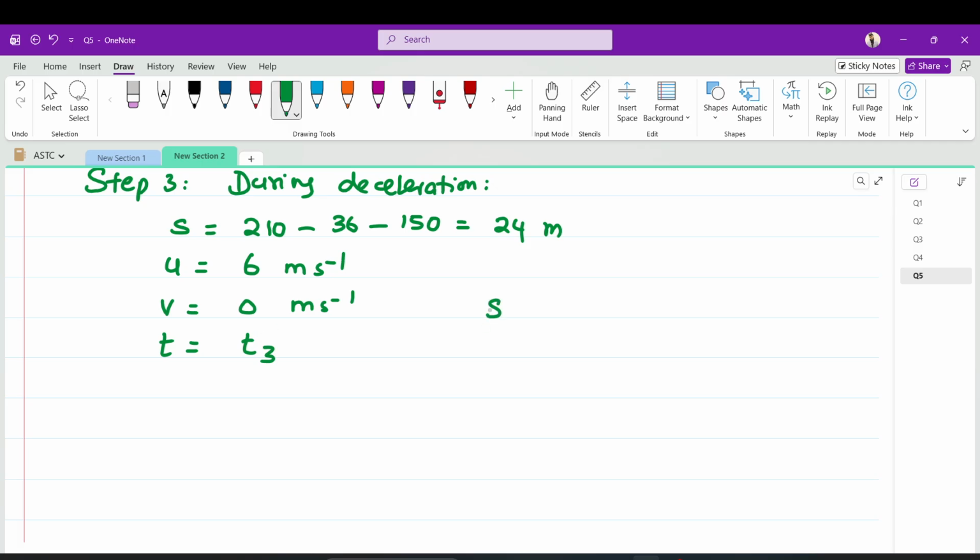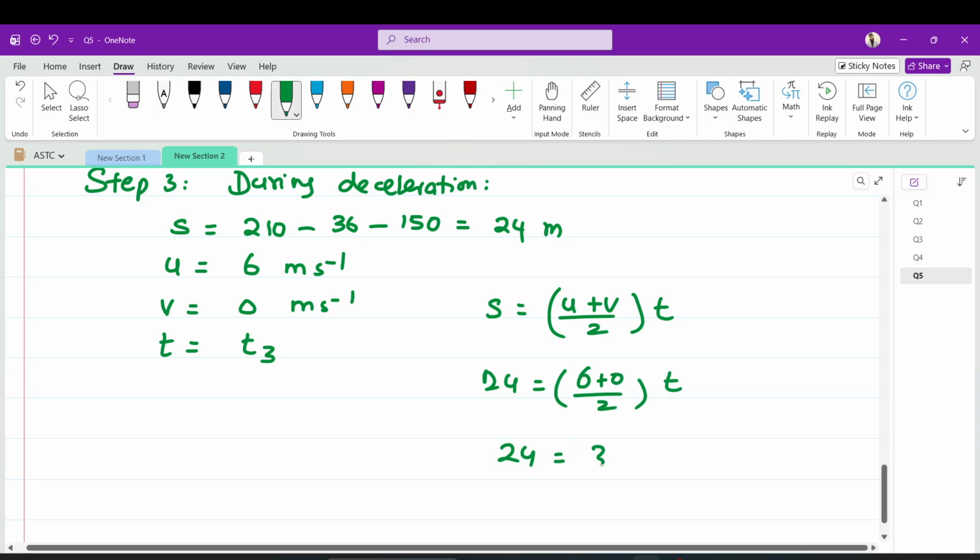So we can again use the equation S is equal to (U plus V) upon 2 times T. So this will be 24 equals (U plus V), that will be (6 plus 0) upon 2 times T. So we'll be left with 24 equals 3T. Therefore, T is equal to 8 seconds. T3 equals 8 seconds.